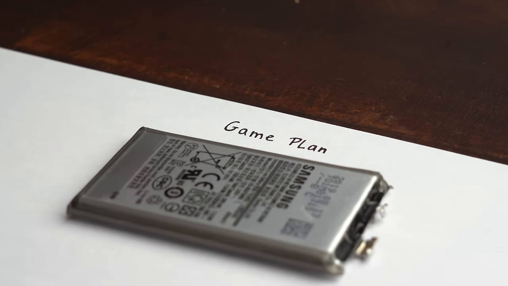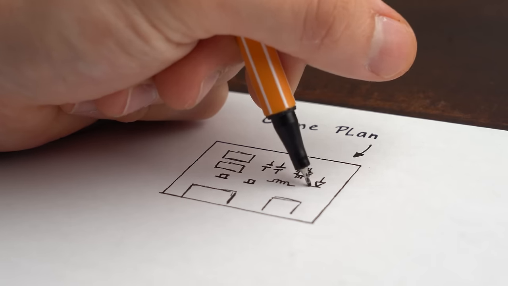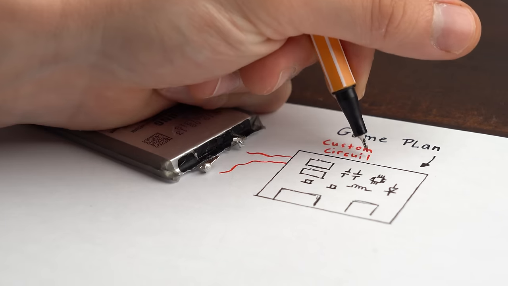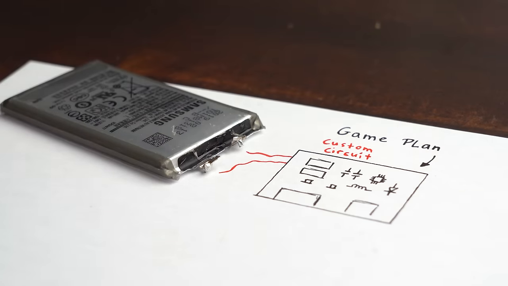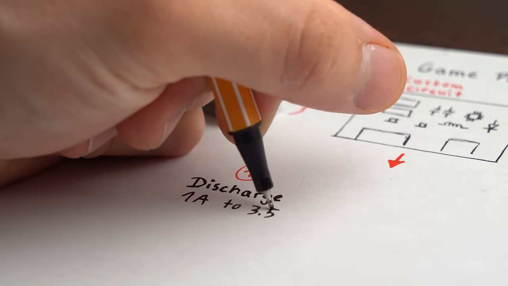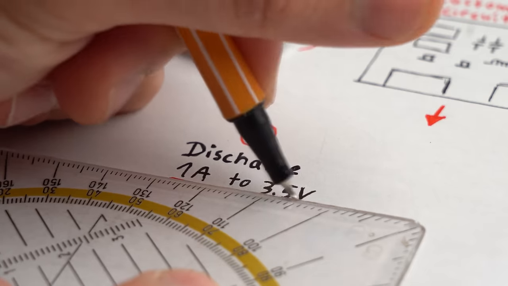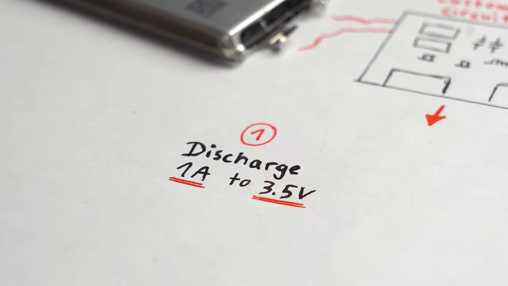Let's start off with the game plan, which initially sounded pretty straightforward. We simply take a phone battery and hook it up to a custom circuit that firstly discharges it with 1 amp down to 3.5 volts. Why 1 amp and 3.5 volts, you may ask?